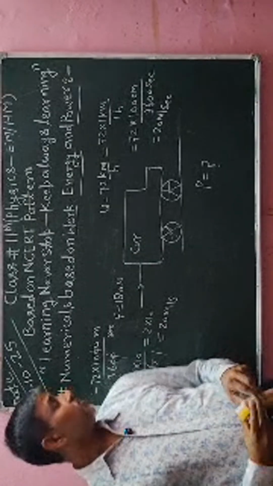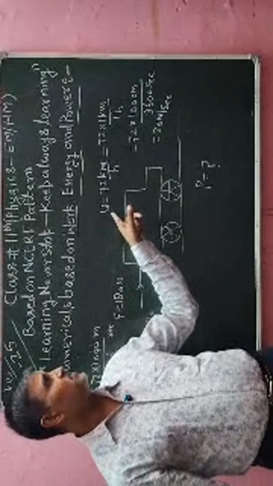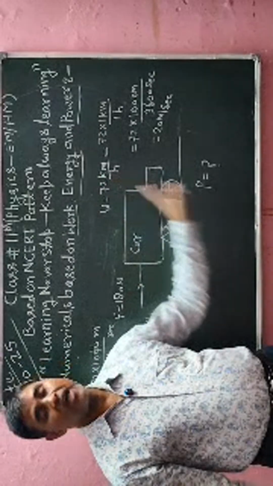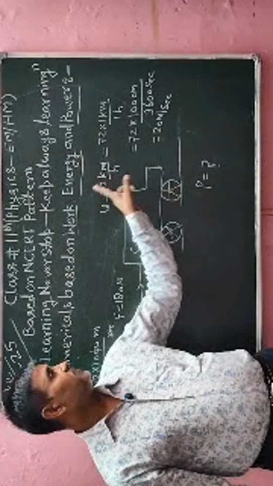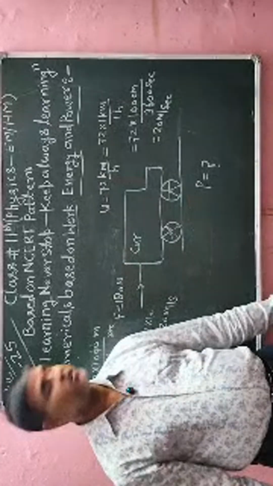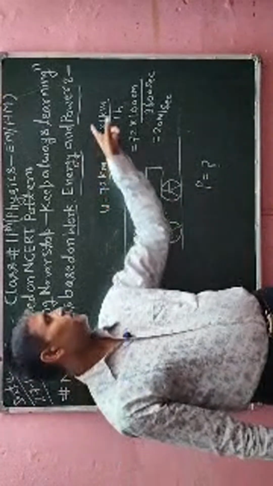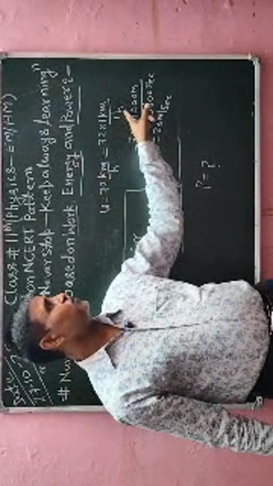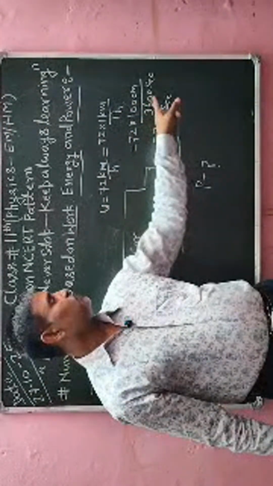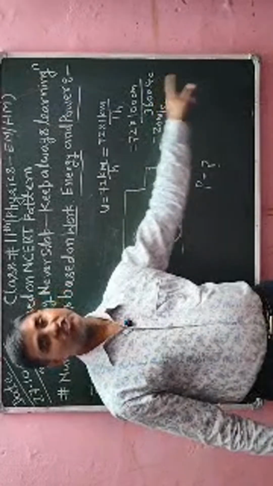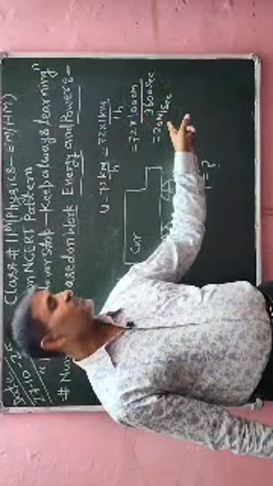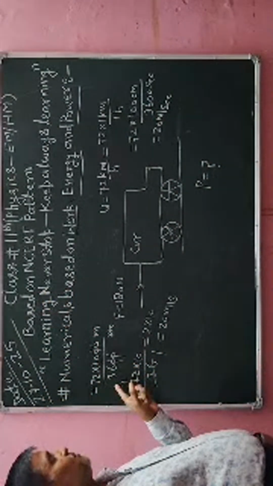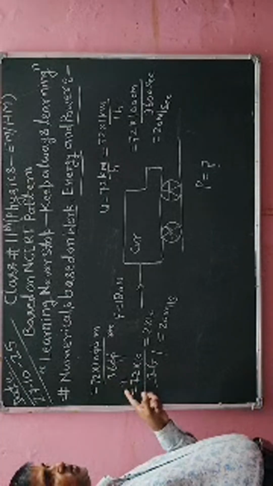Now, the initial velocity that is given here is 72 kilometer per hour. I have changed this velocity into meter per second. So in the place of 1 kilometer I have written 1000 meter, and 1 hour is equal to 3600 second. After simplification I have got its value, that is 20 meter per second. So the calculation I have done here.